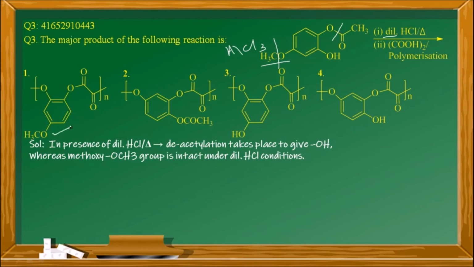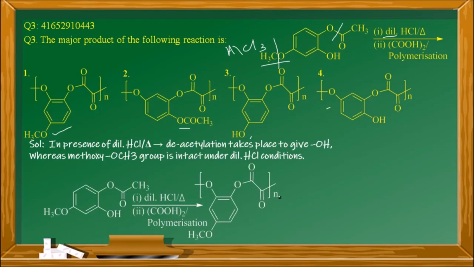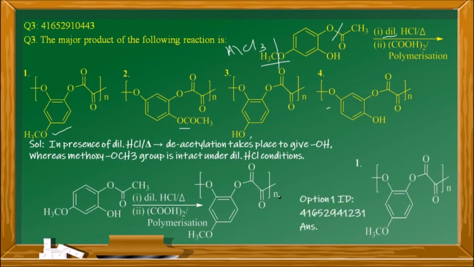This option is having the methoxy group; the other options are not having methoxy groups. Let us see this option. This is not methoxy. Here the acetyl is still present. No, demethylation will not go. Here demethylation is taking place, so the polymer is correct but demethylation is taking place. Here also, demethylation will not take place. So option number 1 is the correct option friends.